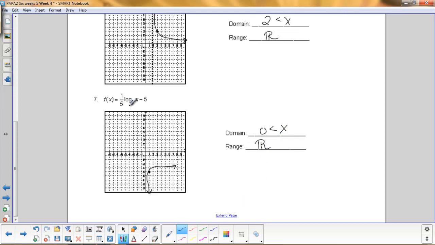So please be mindful of the base of logarithms. That drastically changes the shape of the logarithm, whether it's a growth or decay model, going back to your exponents. And please pay particular attention to your parentheses to ensure that you're using the correct transformations. This is up and down, not left and right.